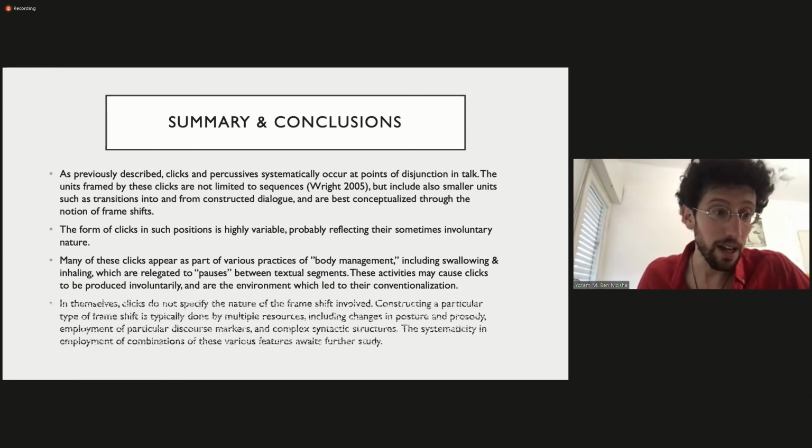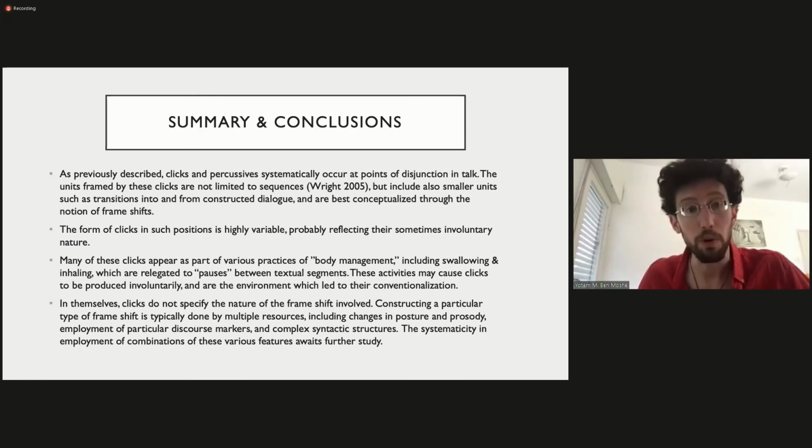And finally, in themselves, clicks do not specify the nature of the frame shift involved. Constructing a particular type of frame shift is typically done by multiple resources, including changes in posture and prosody, employment of particular discourse markers, and complex syntactic structures. The systematicity in employment of combinations of these various features awaits further study.